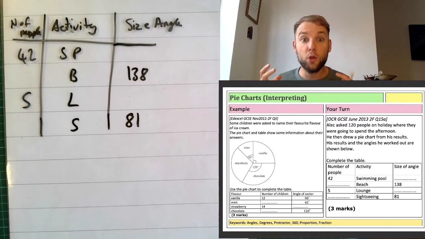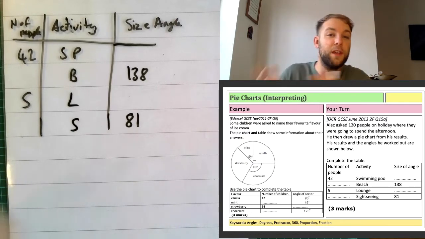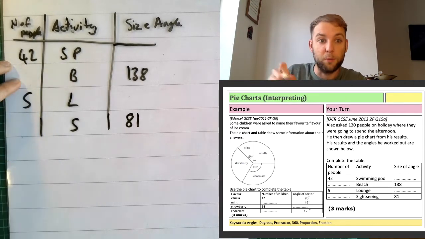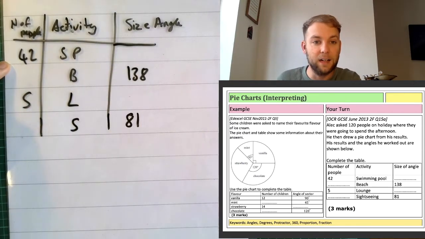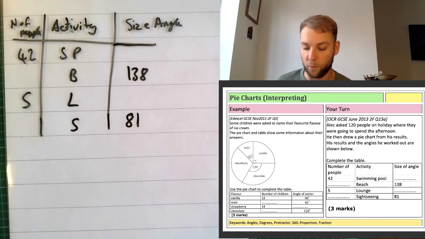Now, you might think, I don't know what I'm doing here, but it's just referring back to those original questions where we knew the number of people and we knew the total, so we could work out the angle, or we knew the angle and we had to work back and find the number of people. It's just working both ways.